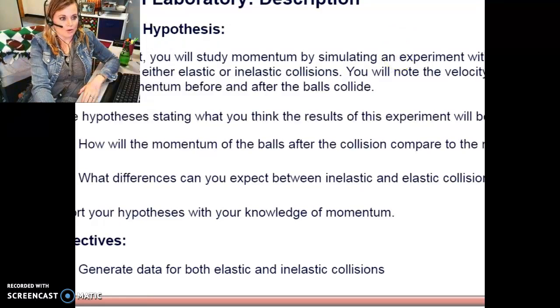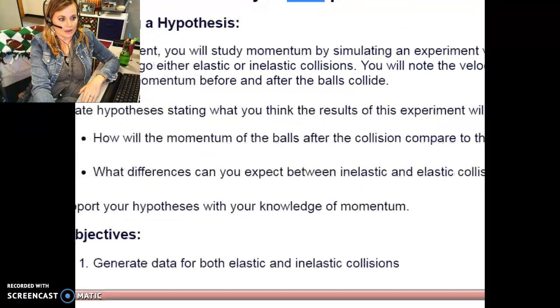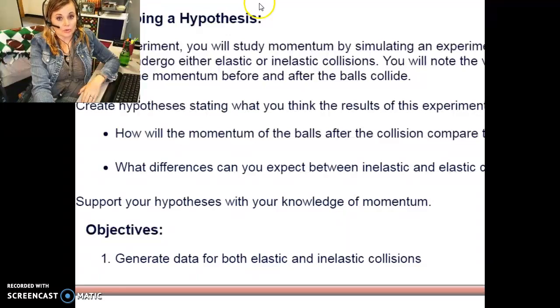I've been telling you that all along, and that's something that I have been looking for: when you make your hypothesis, you should be supporting it with information from your reading. So if you believe, yes, that momentum should be conserved, then you need to make sure you put some information in there from the text that supports what you're saying. If you think that it's only going to be conserved in elastic collisions and not inelastic collisions, then you should also put something in there that supports that from the text, just depending on whatever your hypothesis is. But you should always have text-based evidence as part of your support.